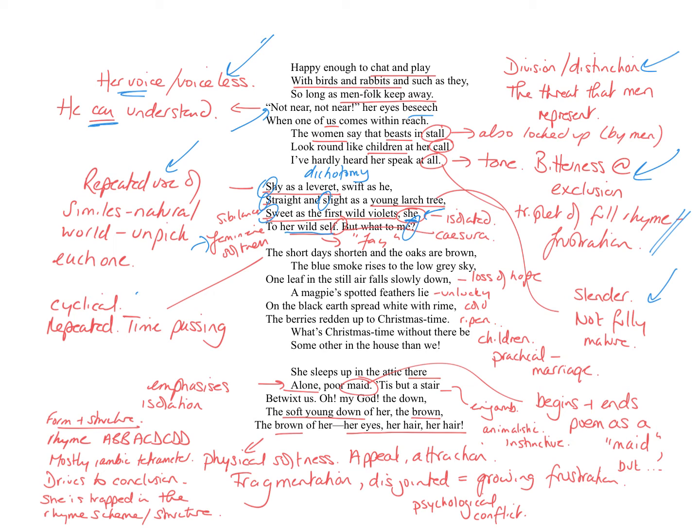Then we get the idea that time is passing through this imagery, and yet another kind of winter is starting to set in. And the light is dulling, the trees are brown, the blue smoke, so it's getting colder because there's smoke coming out of the chimneys. We've got a little bit of kind of pathetic fallacy going on there.